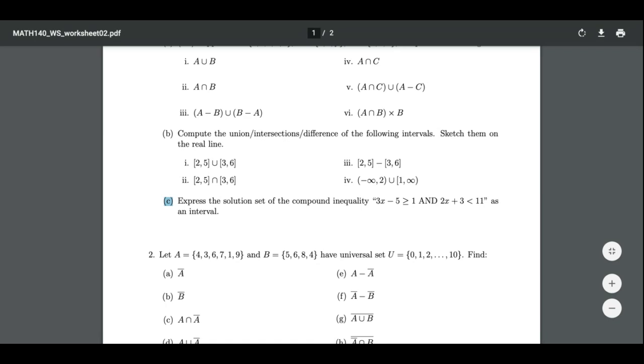Oh, is 2 included in it? Yes. Okay, then you use bracket. 2, is 3 included in it? Yes. Actually, it's up to 4, but it's not 4. Is 4 included in it? No. No, then you use this.